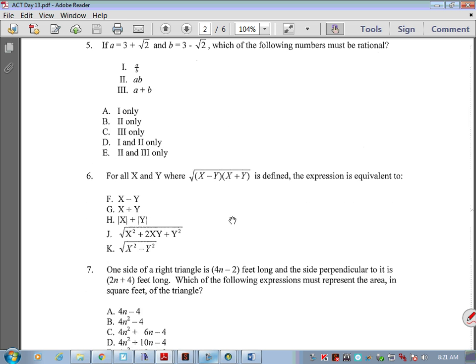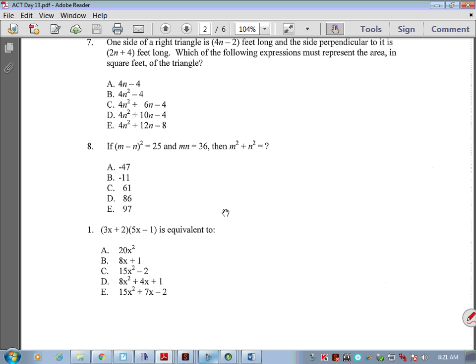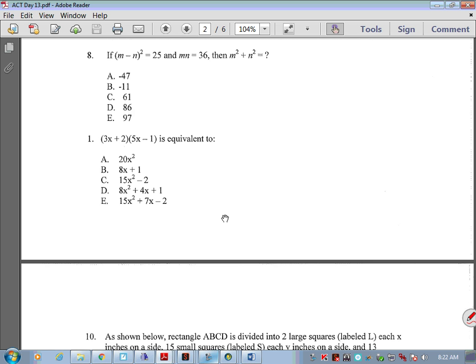5 is E, 2 and 3 only. 6 is K, the square root of x squared minus y squared. I'm going to bet that there's some of you that got F for that, and we'll talk about that. Okay. Number 7 is C, 4n squared plus 6n minus 4. 8 is E, 97.